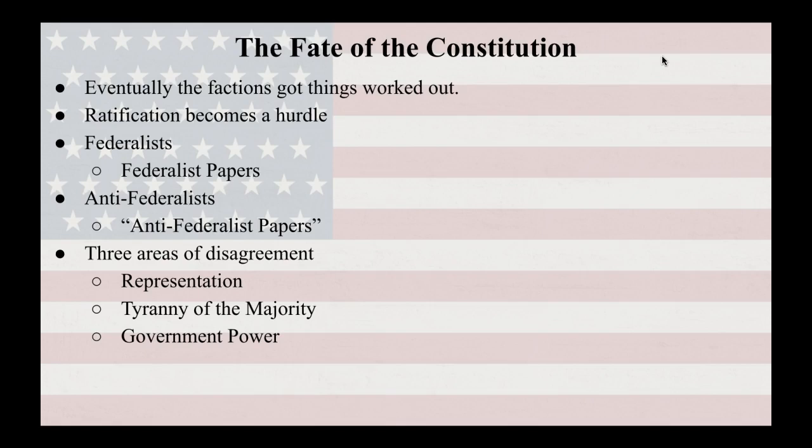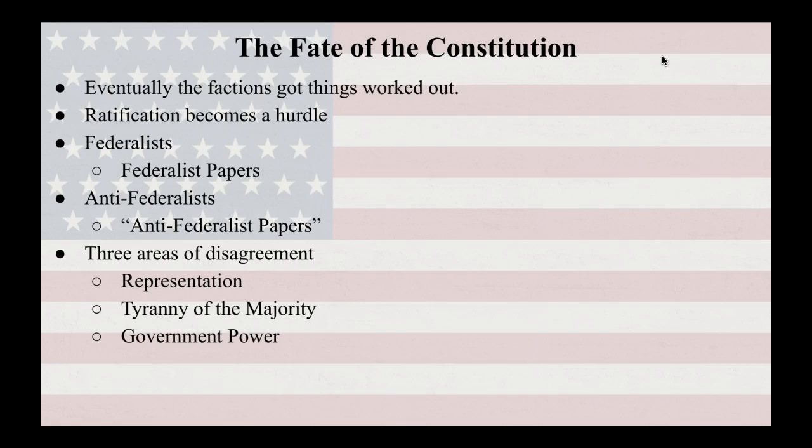The third area of disagreement is going to be in government power. Now, both liked the idea of limited government, but their approach was different. Anti-Federalists wanted the powers of the government to be carefully and specifically spelled out and limited. They were afraid that the federal government would swallow up the state governments.